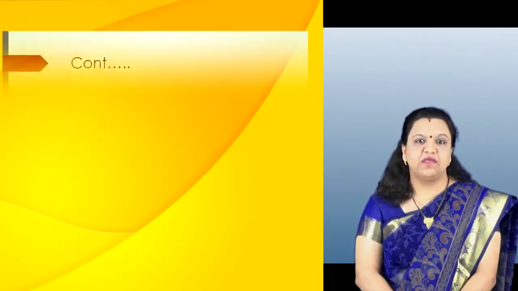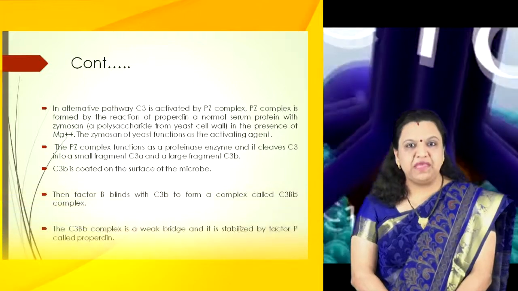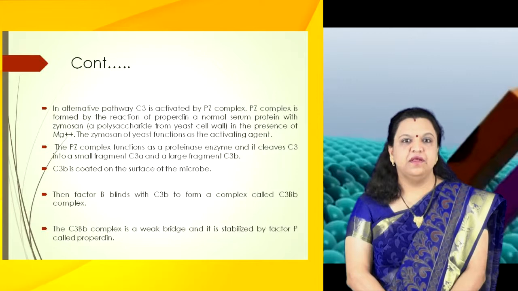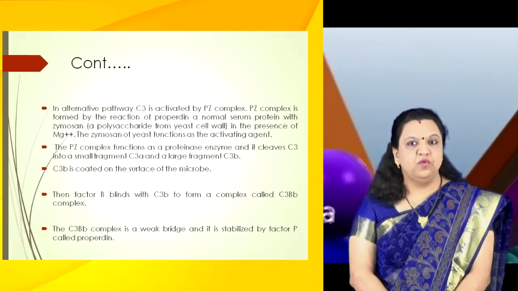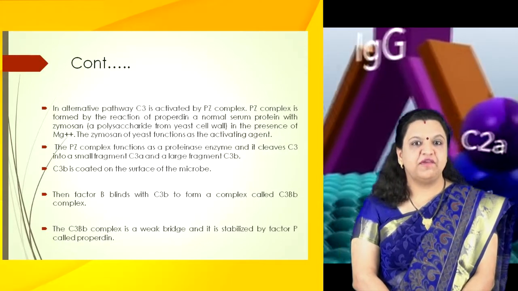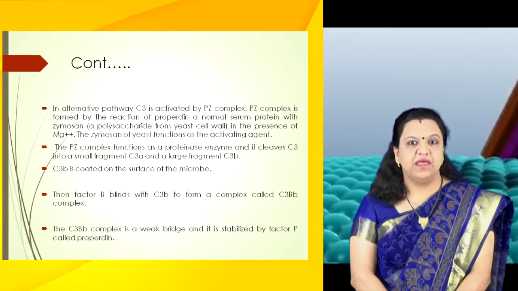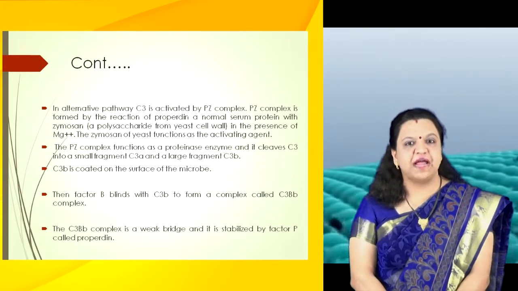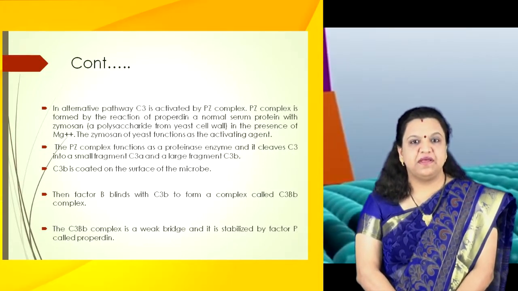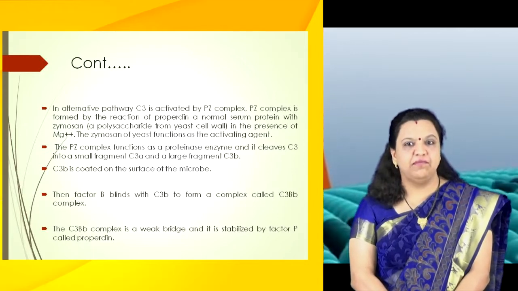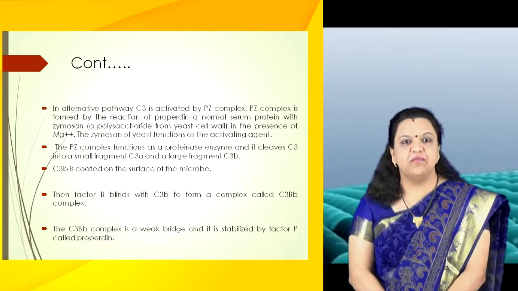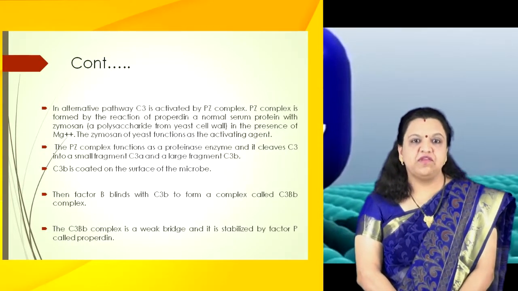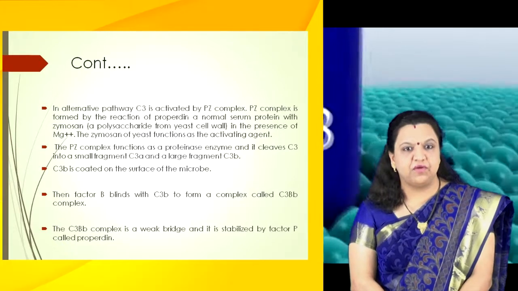In the alternative pathway, C3 is activated by the PZ complex. The PZ complex is formed by the reaction of properdin, a normal serum protein, with zymosan, which is a polysaccharide from the yeast cell wall, in the presence of magnesium ion. The zymosan of yeast functions as the activating agent. The PZ complex functions as a proteinase enzyme and it cleaves C3 into a small fragment C3a and a large fragment C3b. C3b is coated on the surface of the microbe.